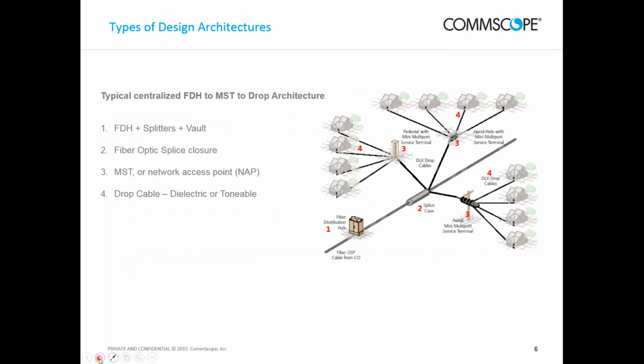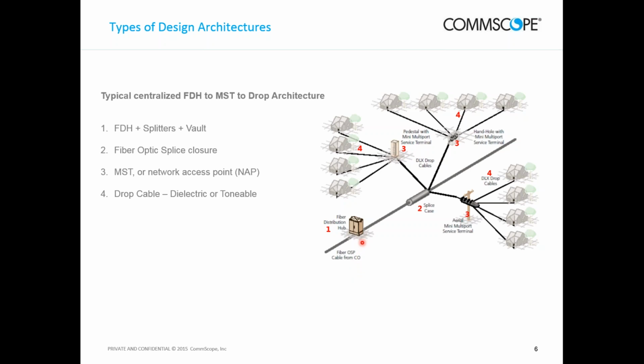Okay, so we'll jump ahead here and look at our centralized type of architecture. Again, this is very straightforward, and the other two types of architecture, distributed or tapped, are just a deviation off of this type of architecture. So just again to show everybody where the equipment is placed in a generic network, I'll call it, starting off from number one, this is what we would call a fiber distribution hub or a cabinet. This is the central location for the splitter.